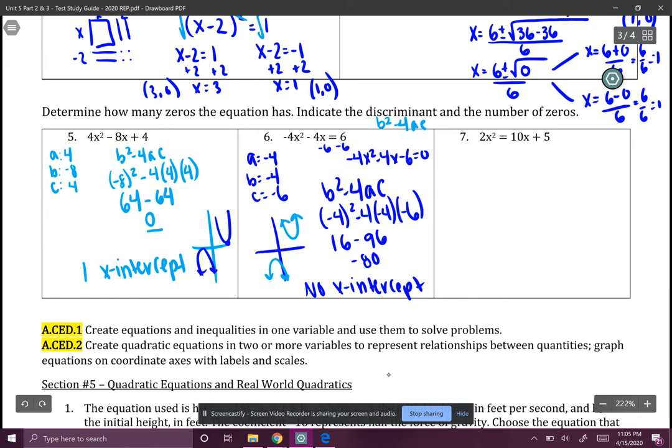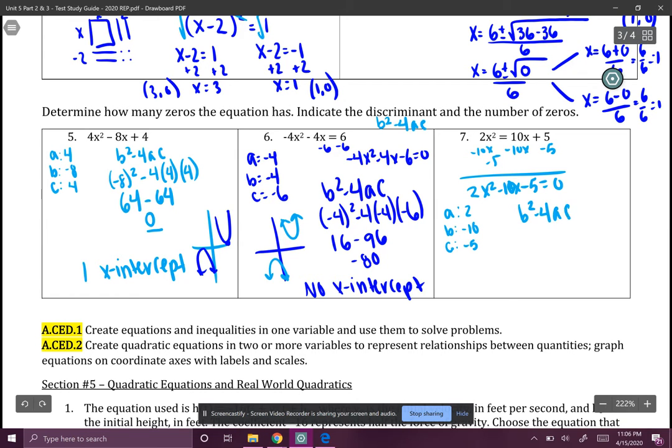Our last one, let's go ahead and get our 10x and our 5 to the other side by subtracting them. 10x minus 5. So we'd be left with 2x squared minus 10x minus 5 equals 0. Remember that we can't combine any of those together because they aren't like terms. Our a, b, and c values are 2, negative 10, and negative 5.